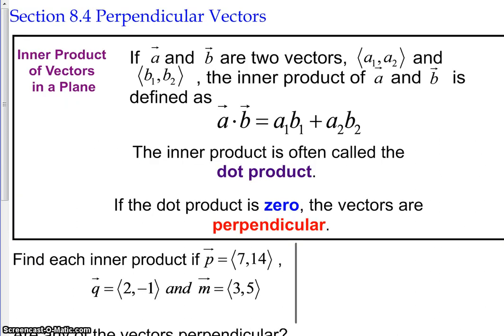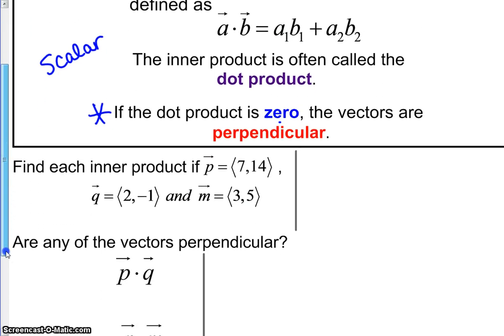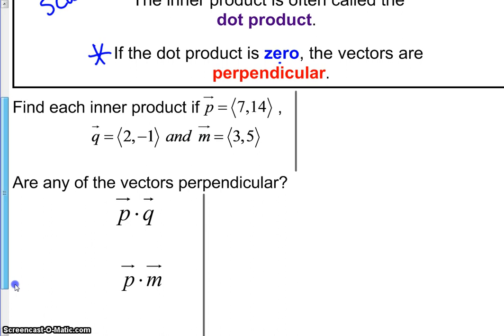So we're going to start with this inner product, or dot product, also known as the scalar product, because the answer is a scalar. It's a single value. The rule is, for perpendiculars, if the dot product is 0, then the vectors that you are taking the dot product of must have been perpendicular. So it's kind of like a test to see, is it perpendicular or not.